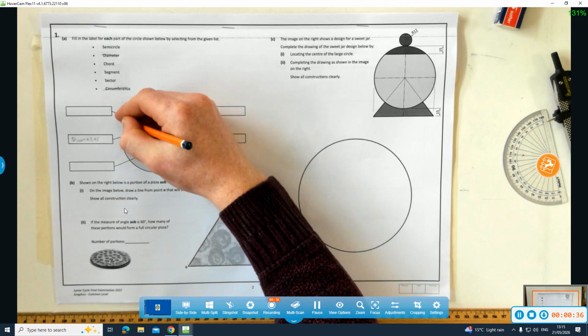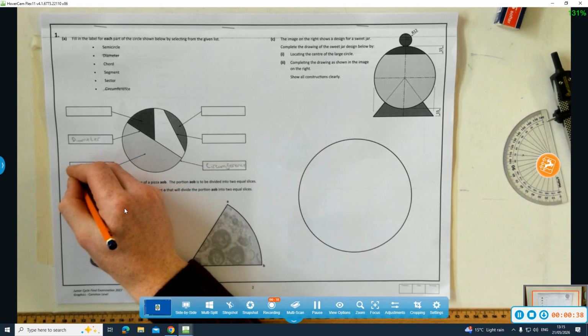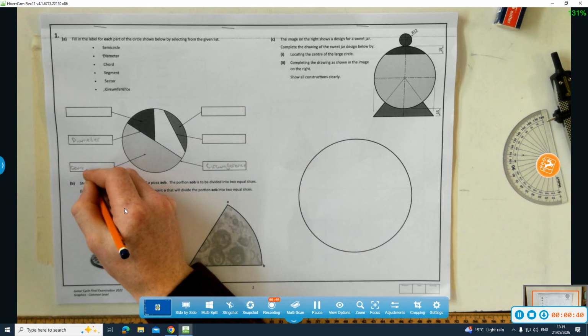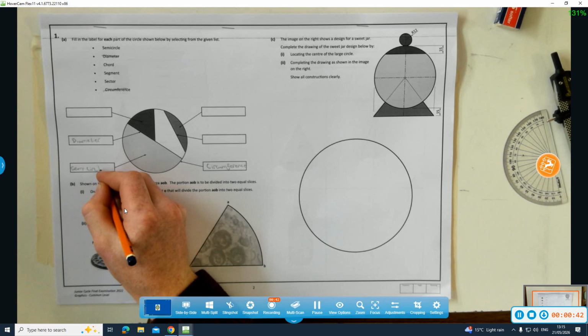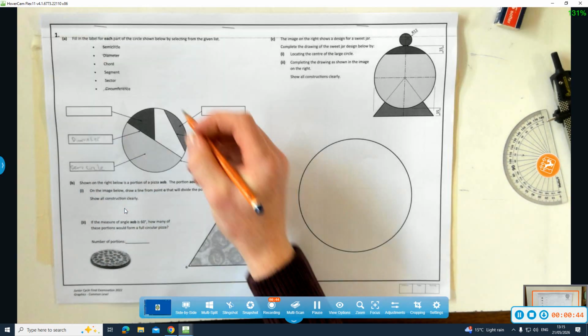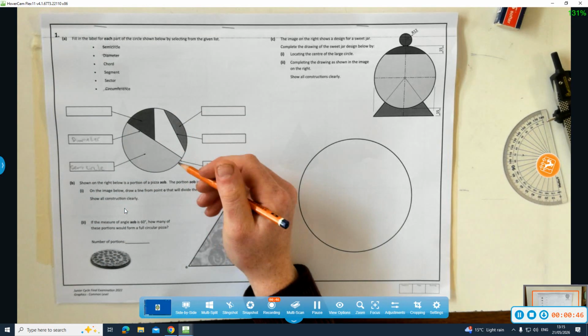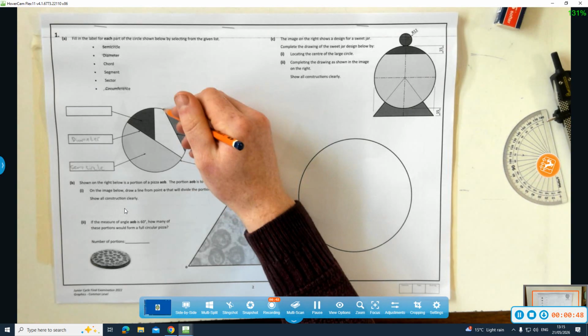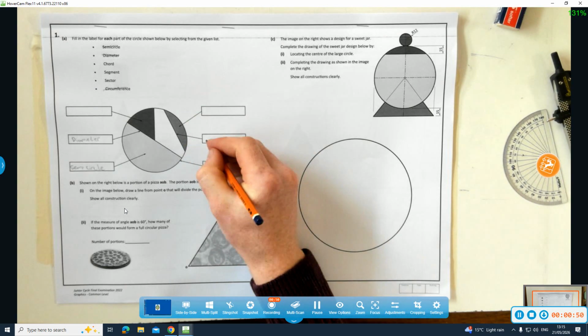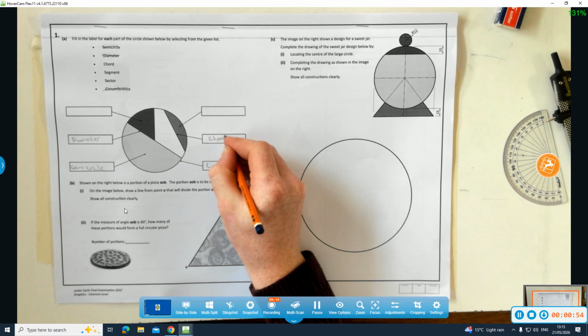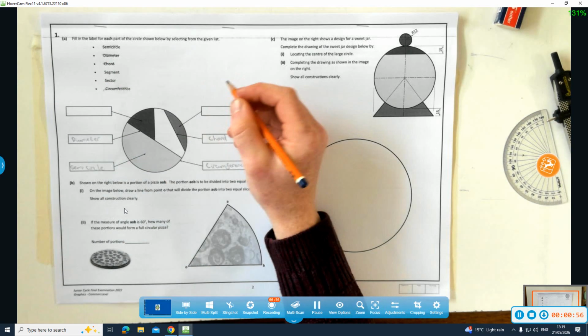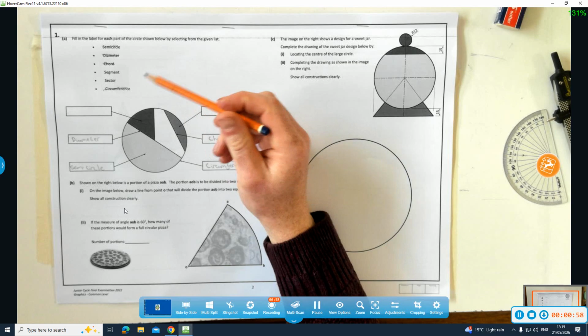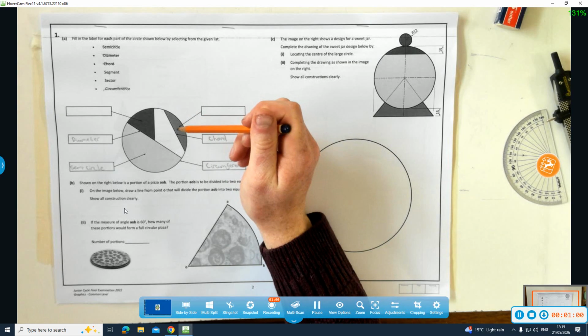We have a semicircle here, so that's here. Okay, we have a chord running here. It doesn't go through the center, it's a straight line, it touches both sides of the circumference. Chord, and all we're left with now is our sector and our segment.